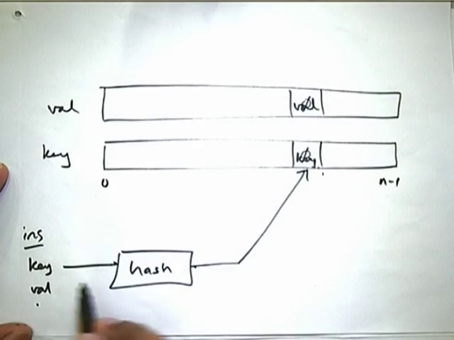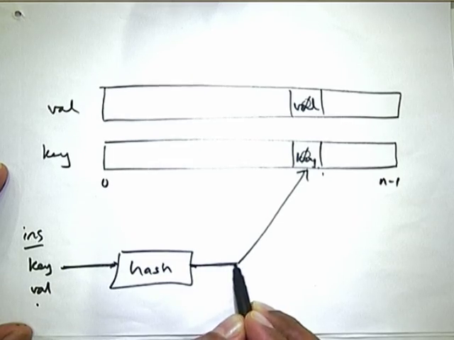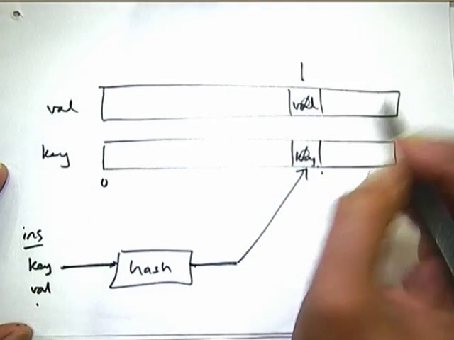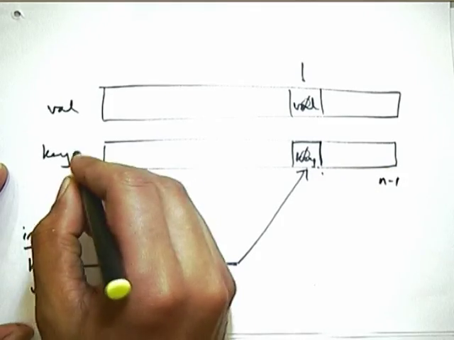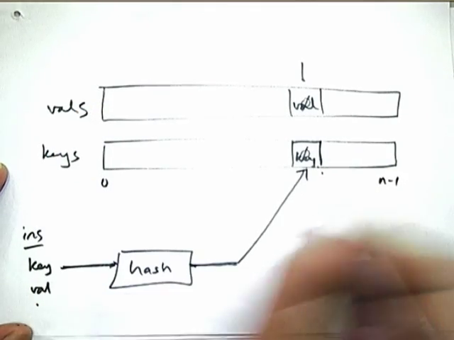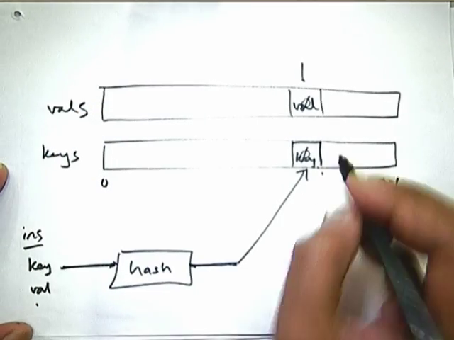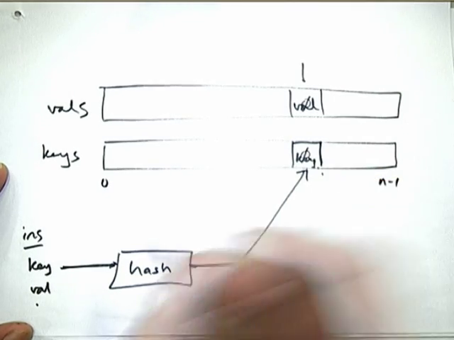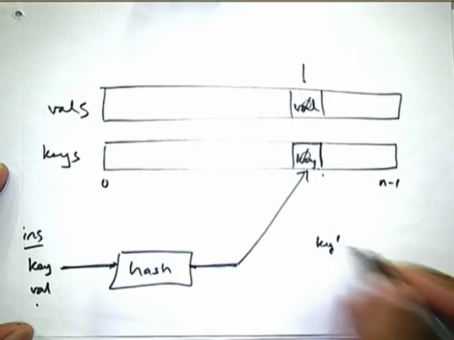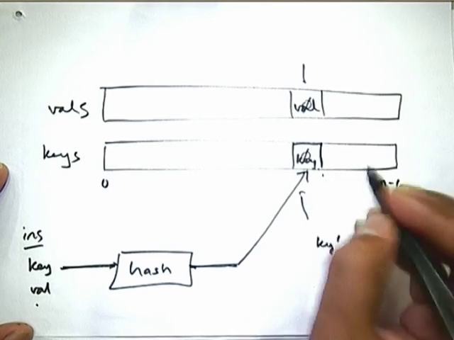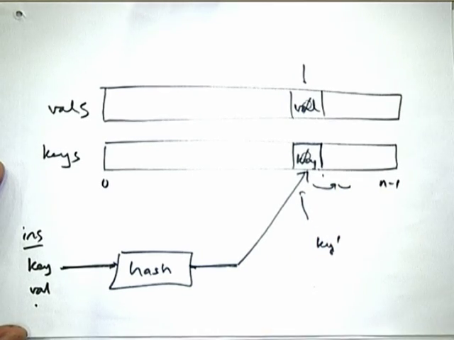So that's what I'm saying. Suppose you say insert key value. I first take the key, I find its hash function value, I go to that place. I check if this cell in keys is equal to key or not. If it is occupied, then that means some other key prime hashed to the same value, in which case I have to start walking to the right until I find an empty slot.